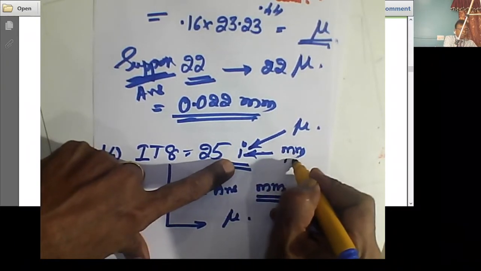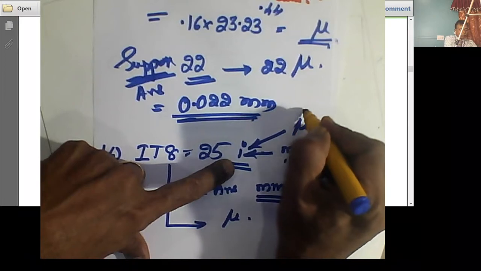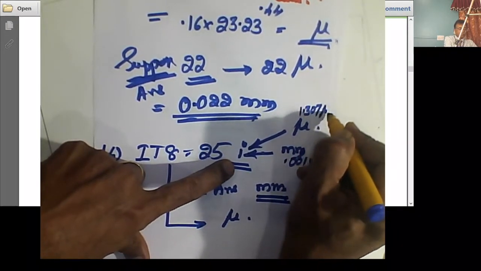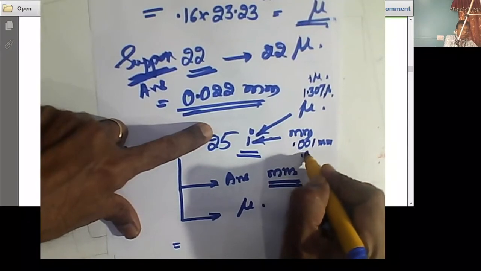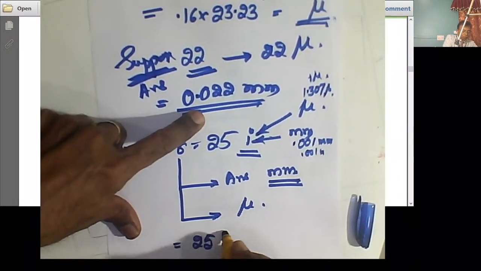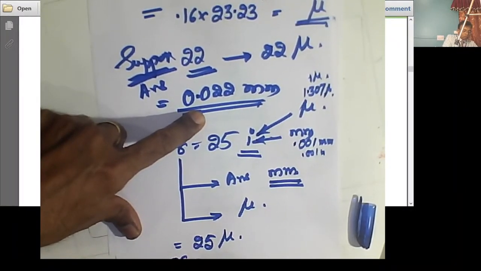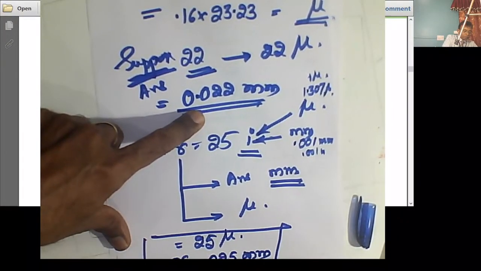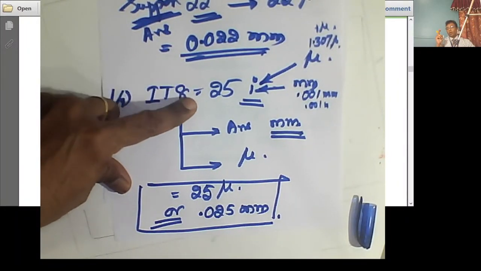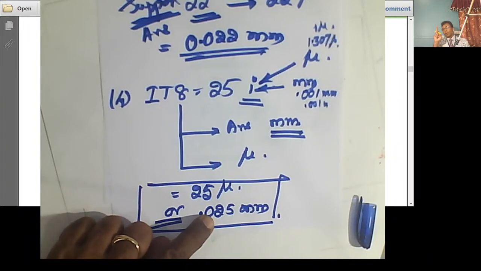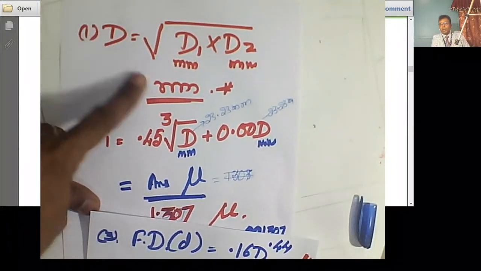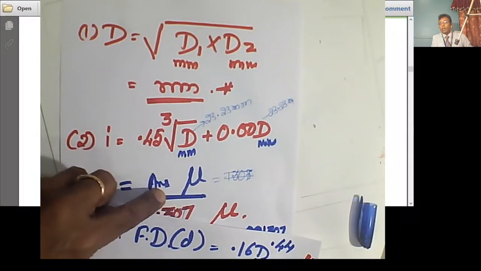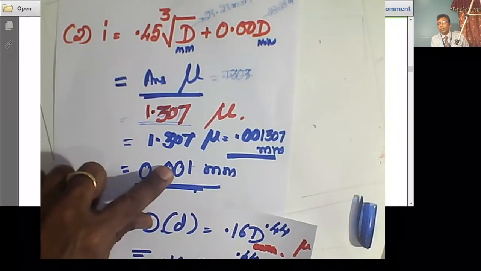Here the i value in millimeters was 0.001 mm. Here in microns it was 1.307 microns. Now you can say 25, let me call this 1 micron, or 0.001 mm. Either 25 microns is the answer, or 0.025 mm is the answer. Ultimately, we require this number in mm; we don't require the micron number. Please note, D in mm, i you get in microns, convert that into millimeters again.